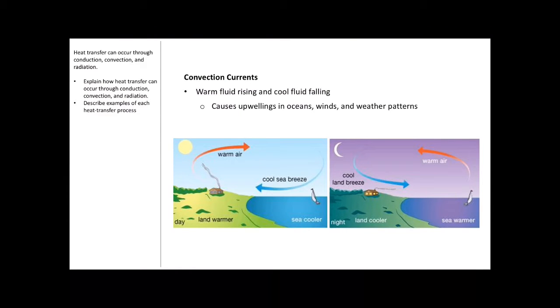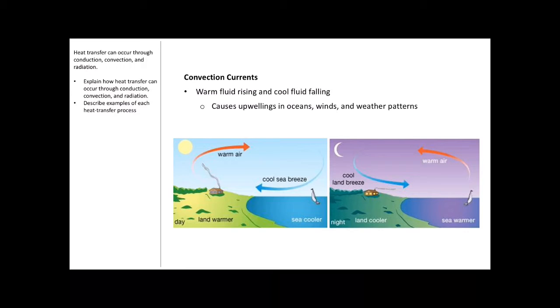Convection currents occur when warm fluid rises and cool fluid falls, and these cause upwellings in the ocean, and they cause winds and weather patterns. So for example, with winds, during the day, land is warmer than the sea, and the air on land tends to rise because it's getting warmer as a result of being closer to the land that has warmed up from the sun. This warm air rises and leaves a temporarily empty spot, so the cooler sea breeze flows in to fill this spot, because otherwise it would just be empty.